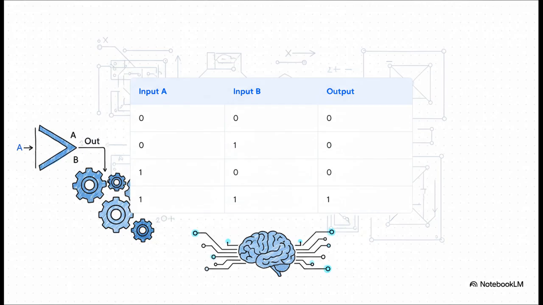They follow incredibly simple rules laid out in what's called a truth table, like the one you see here for an AND gate. The rule is dead simple. The output is only 1, or true, if input A and input B are both 1. That's it. It's this tiny atomic decision, but it is the fundamental building block of all computer thought.